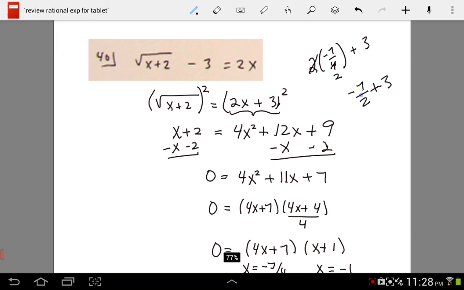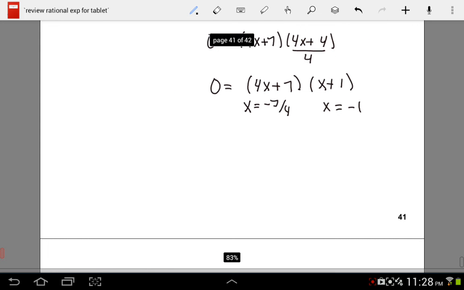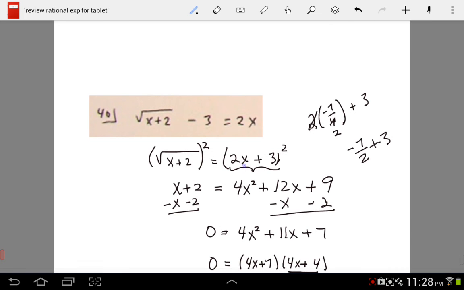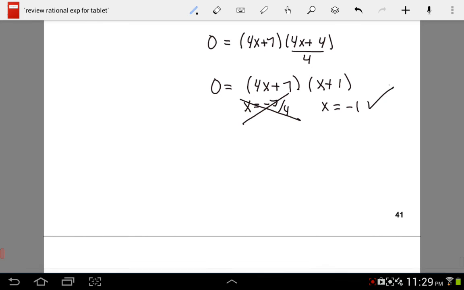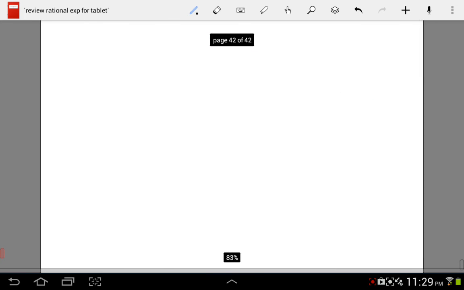Now, negative 7 halves is bigger than or smaller than 3? If you think about it in terms of a decimal, negative 7 halves would be negative 3.5. So negative 3.5 plus 3 would be negative 0.5. So what happens here is my negative 7 fourths is extraneous. Now let's put in negative 1. 2 times negative 1 would be negative 2. And negative 2 plus 3 would be positive 1. So that one would be okay there. And I guess that was the last one.